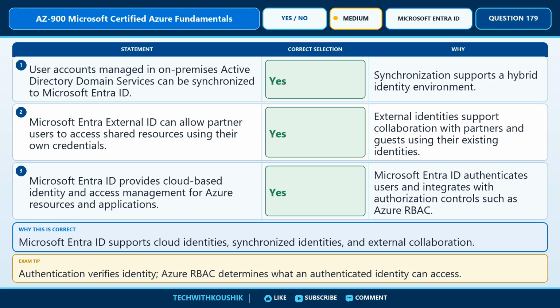The main takeaway is authentication verifies identity. Azure RBAC determines what an authenticated identity can access.